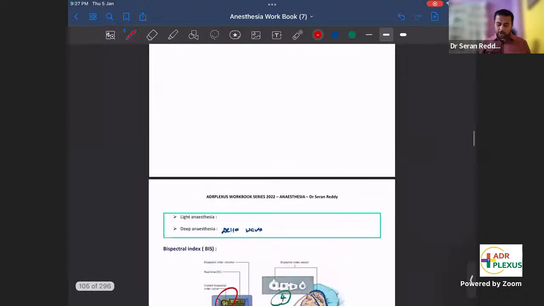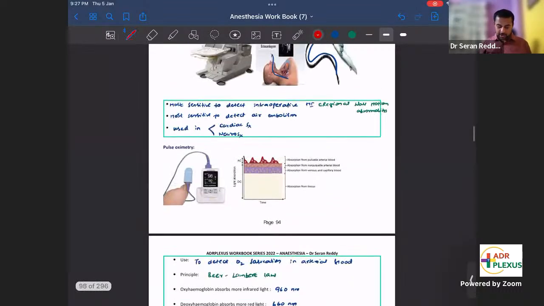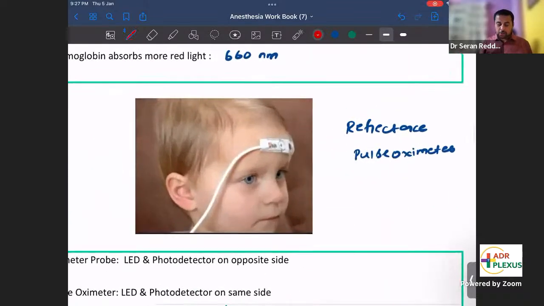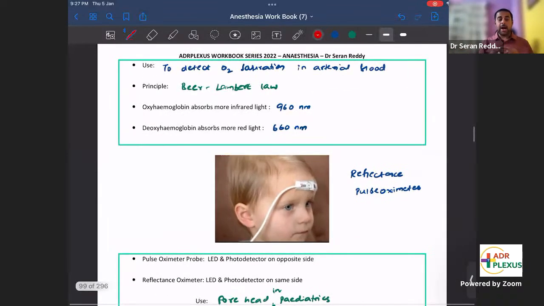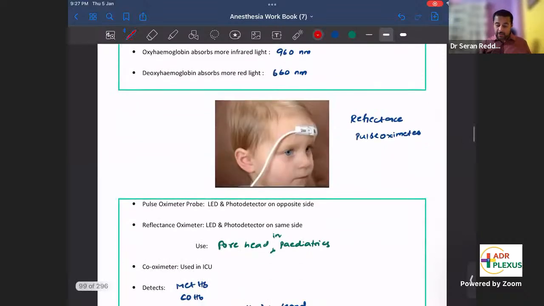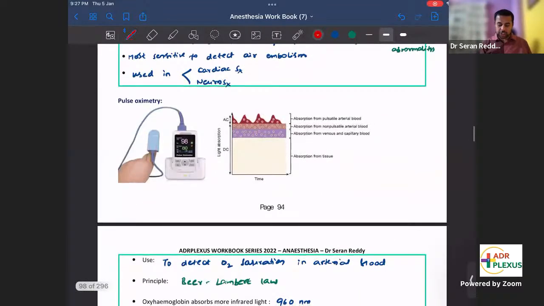Quickly, one important point, and if you get this as an image-based question, I don't want you to miss this. This is also a pulse oximeter, a reflectance pulse oximeter. Normally in pulse oximeters, the photo LED is on one side and the photo detector is on the other side. But here, the LED and photo detector are on the same side. That is called a reflectance pulse oximeter, used on the forehead in pediatrics. This is one image-based question.